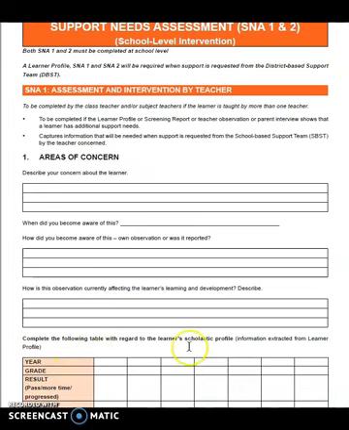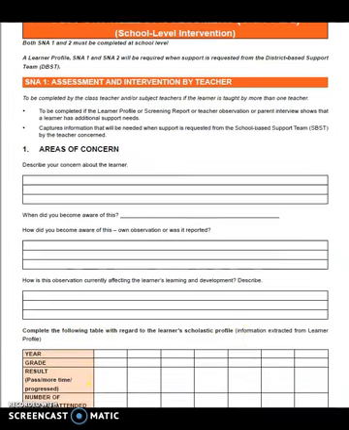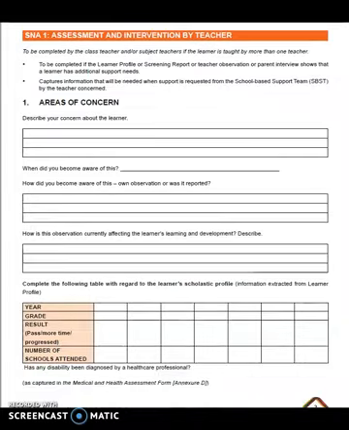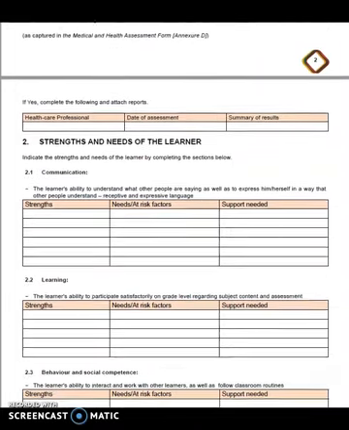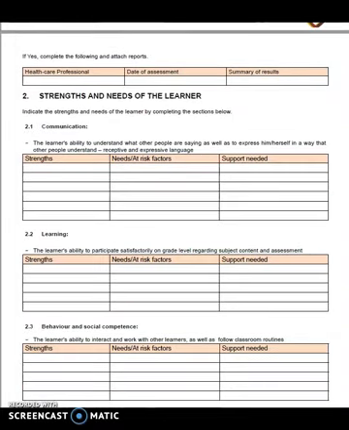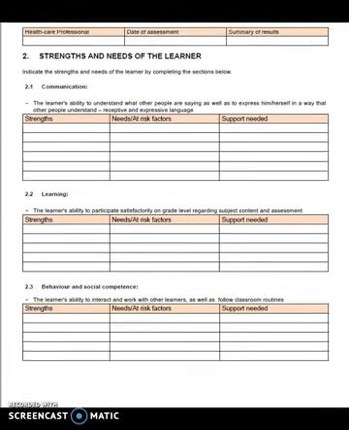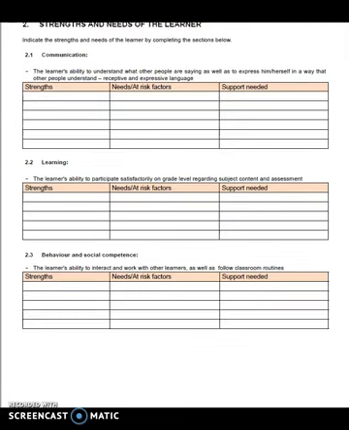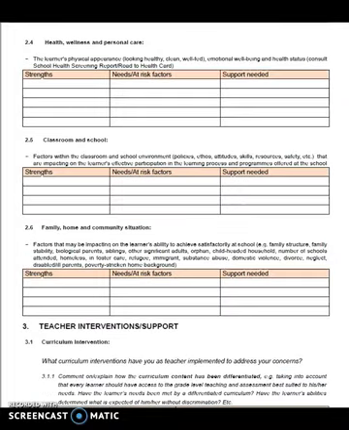Complete the following table with regards to the learner's scholastic profile. So you're going to complete that as well, and it's essential that you get all of this information correct and completed. So that's the SNA 1, and this is the rest of the document. Strengths and needs of the learner. I'm not going to go through this because you can go through it step by step. It is uploaded to Moodle, but I'm just taking you through this so that we can look at the important areas together. Health, wellness, and personal care.